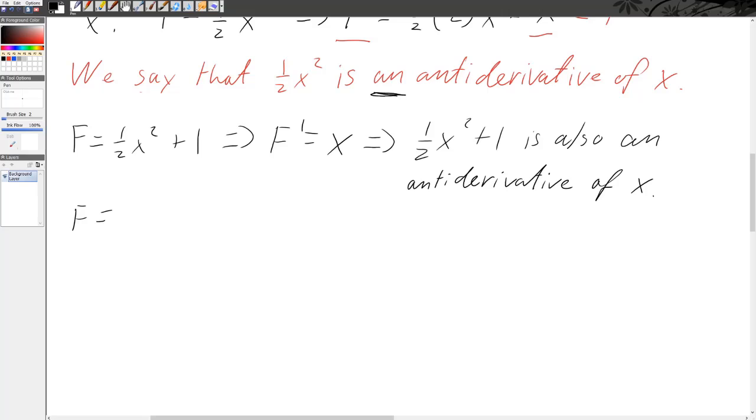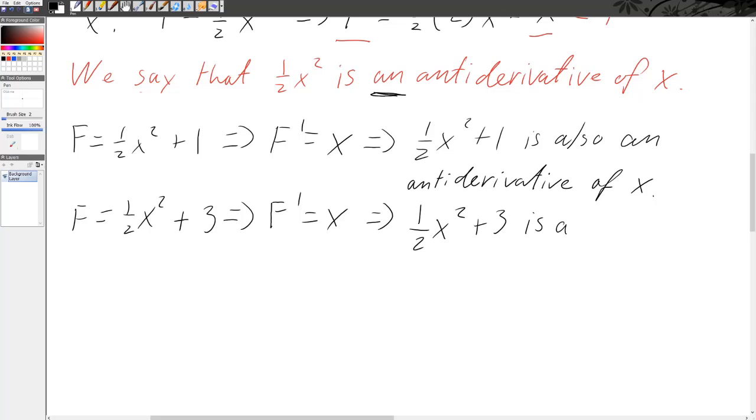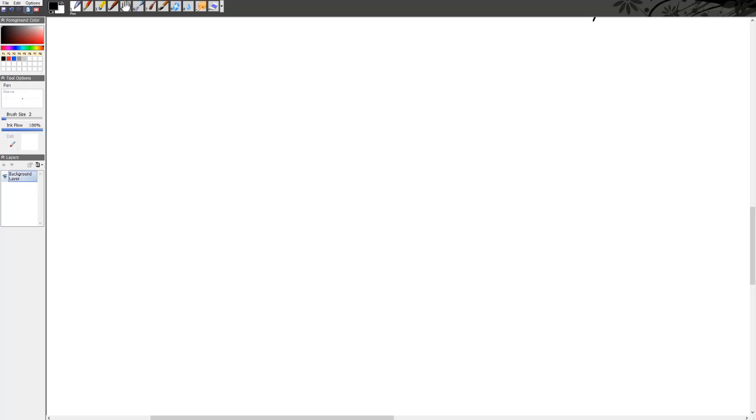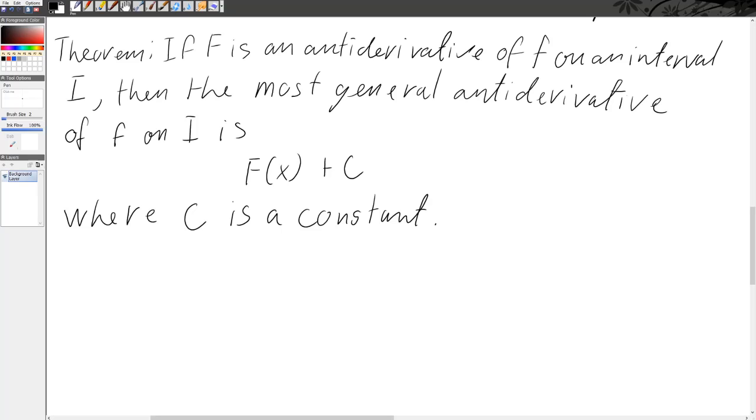And the same goes for any other constant that you might add to 1/2 x squared. The derivative in this case is still going to be just x. And that's still going to imply by definition that 1/2 x squared plus 3 is also an antiderivative of x. All of this discussion amounts to the following theorem.